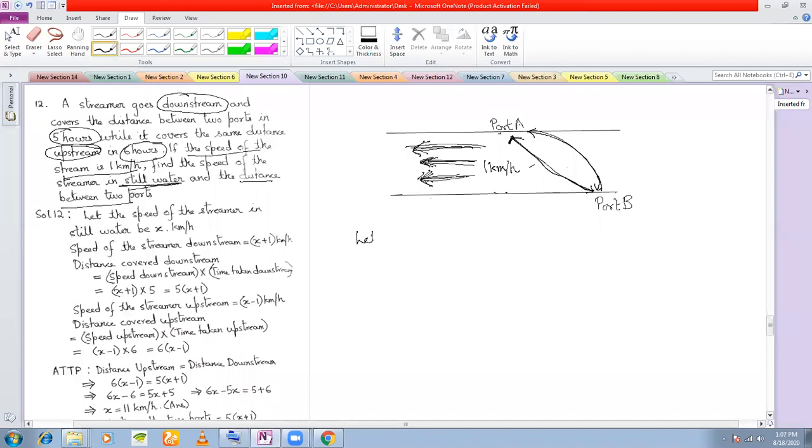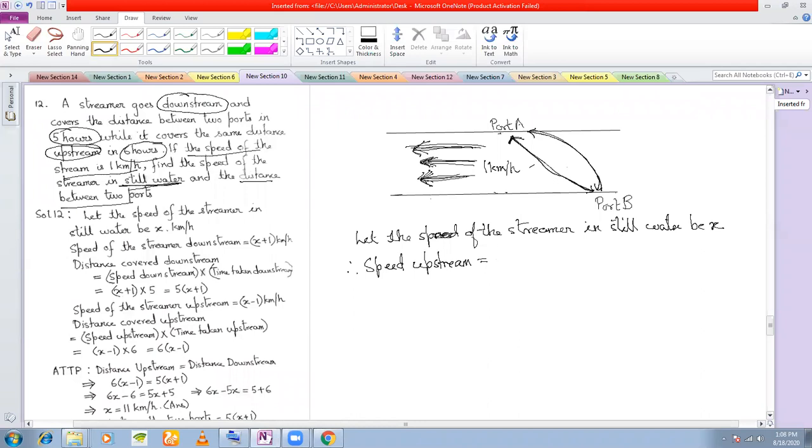So what I'll do is I'll assume let the speed of the streamer in still water be x. Okay, now the speed of the streamer in still water is x. So what is the speed upstream? If the water was flowing, then what should be the speed of the streamer upstream? That is when it is moving against the flow.